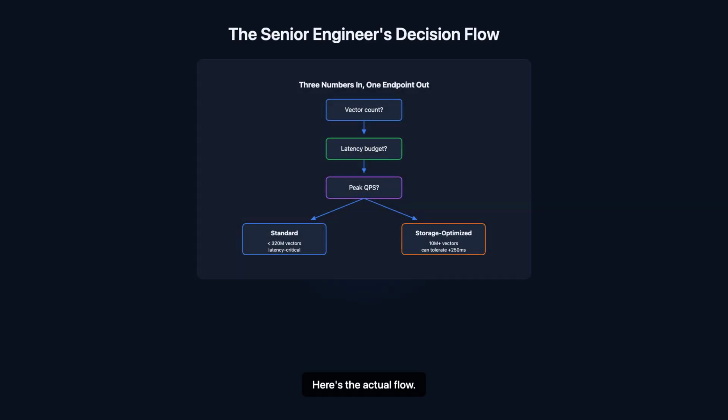Here's the actual flow. Start with vector count. How many embeddings will the index hold at peak? Then check the latency budget. What's the end-to-end ceiling? Then check peak queries per second. How much traffic at the busiest hour? Those 3 inputs collapse to one of 2 outcomes. Under 320 million vectors and latency critical pushes you towards standard. 10 million or more vectors with room in the latency budget for that 250 millisecond floor pushes you towards storage optimized.